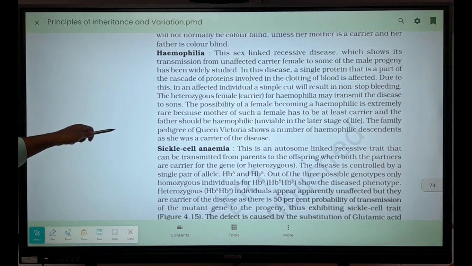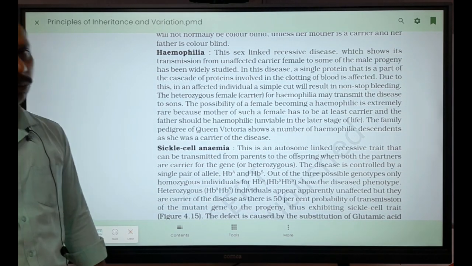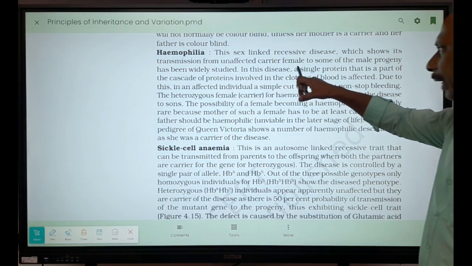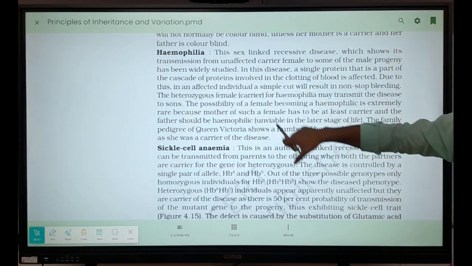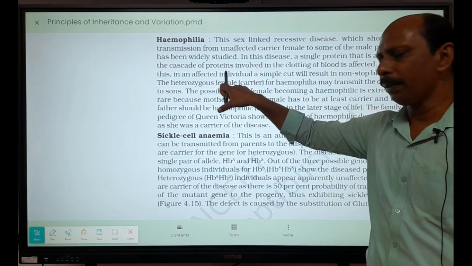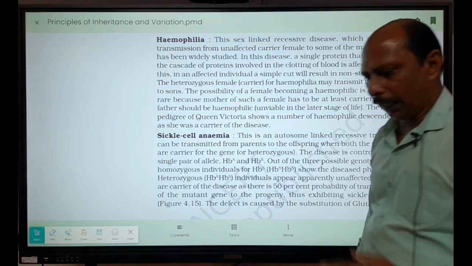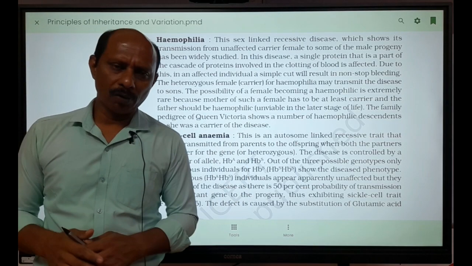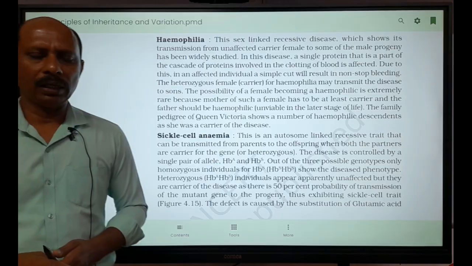Hemophilia. Second is hemophilia. It is also a sex-linked recessive disease like color blindness, which shows transmission from an unaffected carrier female to some of the male progeny, and has been widely studied. In this disease, a single protein that is part of the cascade of proteins involved in the clotting of blood is affected. And due to these factors, we have three types of hemophilia. Hemophilia means we can say A, B, C, simply alpha, beta, gamma, right?